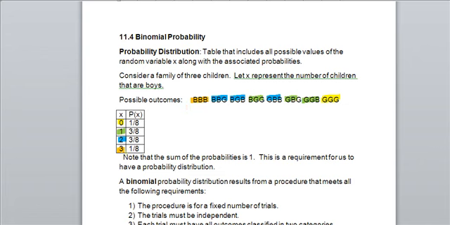Note that if we add up the probabilities, we get 8 eighths, which equals 1. So the sum of the probabilities in a probability distribution must equal 1. That's one of our requirements.